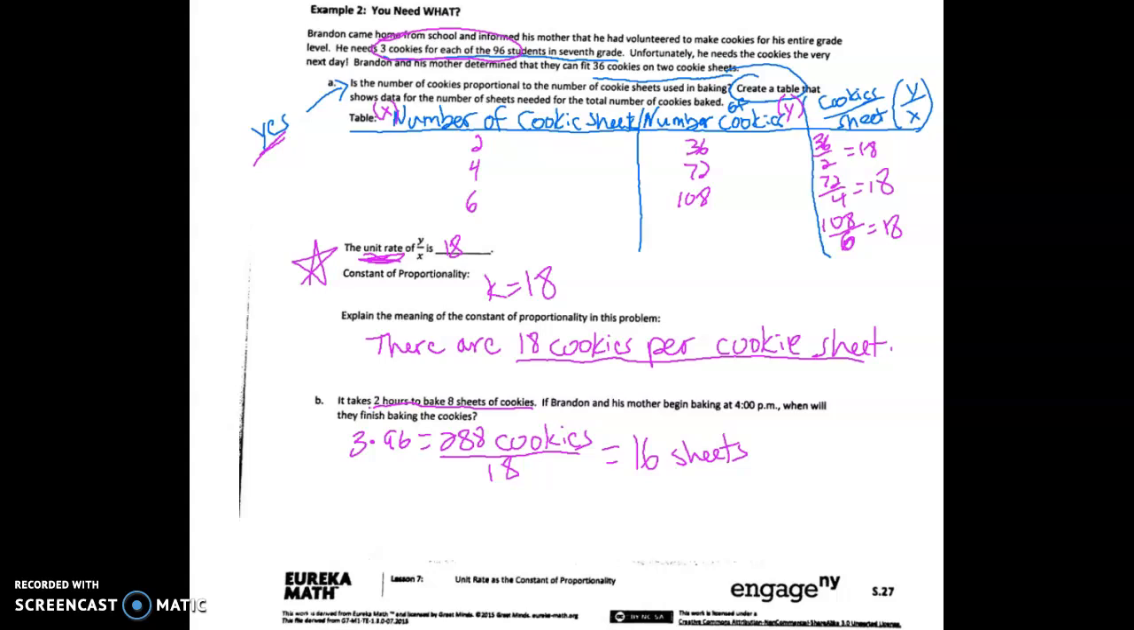Now, it takes 2 hours to bake 8 of them. So they start at 4. 2 hours later would be 6. And that means they've done 8 sheets. 2 hours later would be 8. And if they've done 8 more sheets of cookies, that would be 16 total sheets. So they will finish at 8 p.m.